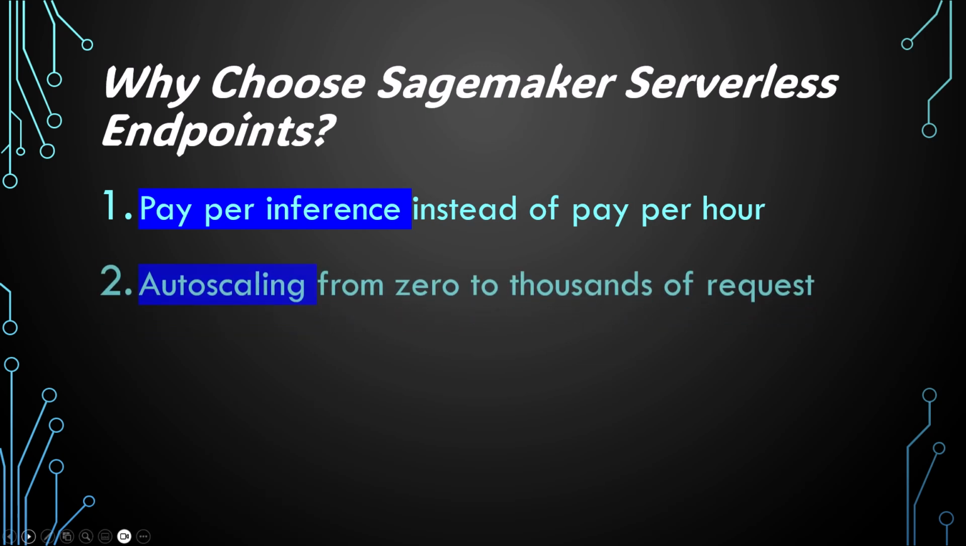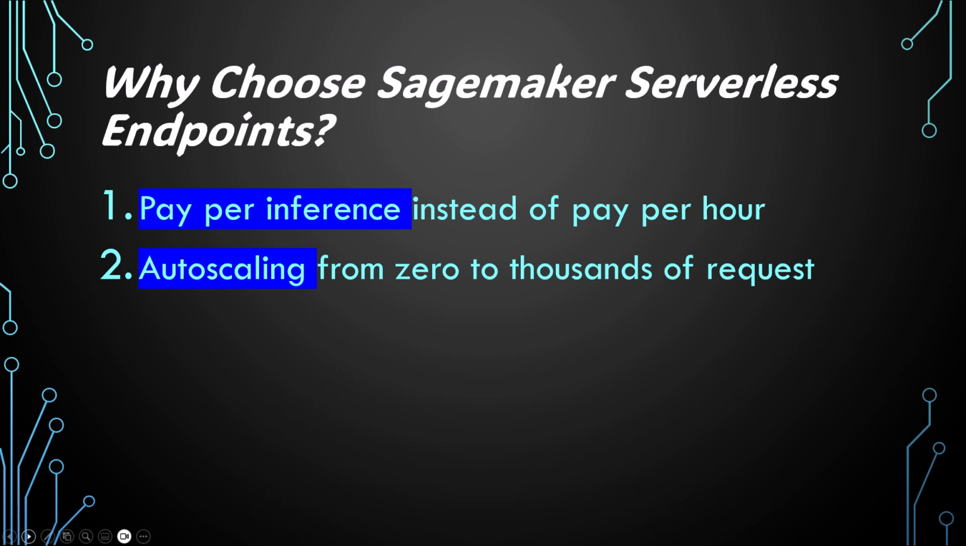Number two, automatic scaling from 0 to thousands of requests. The system scales automatically. If you have no users, it sits at 0. The moment the requests come in, it can scale up seamlessly to handle thousands of requests. You don't need to manually provision or configure the servers.